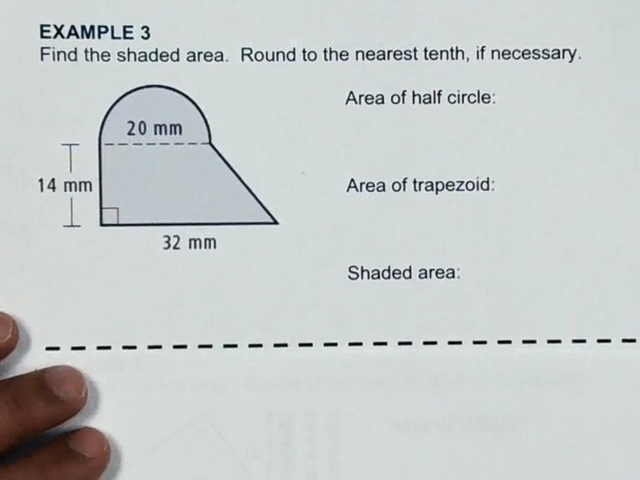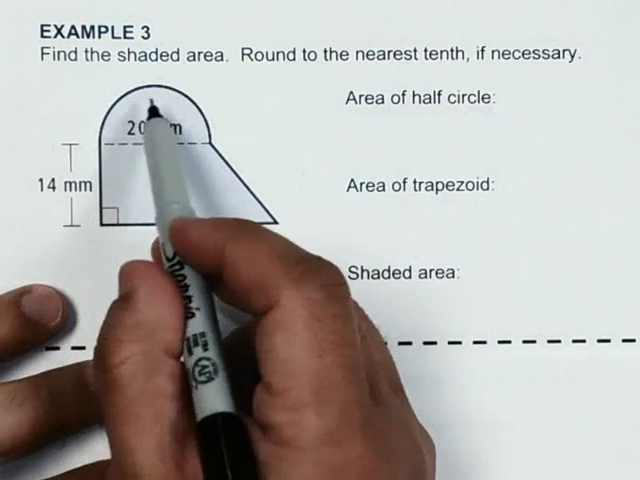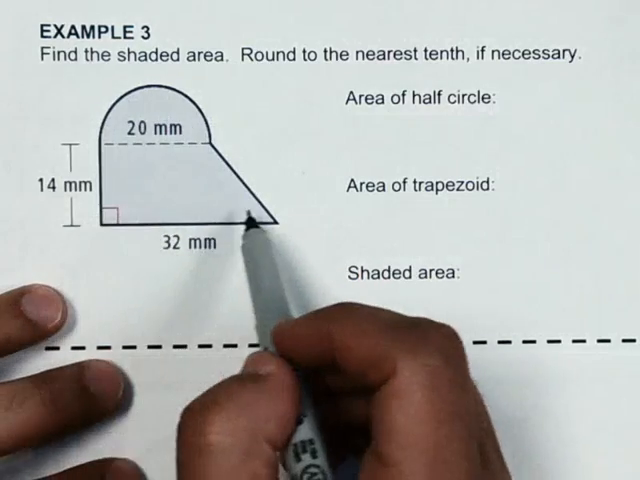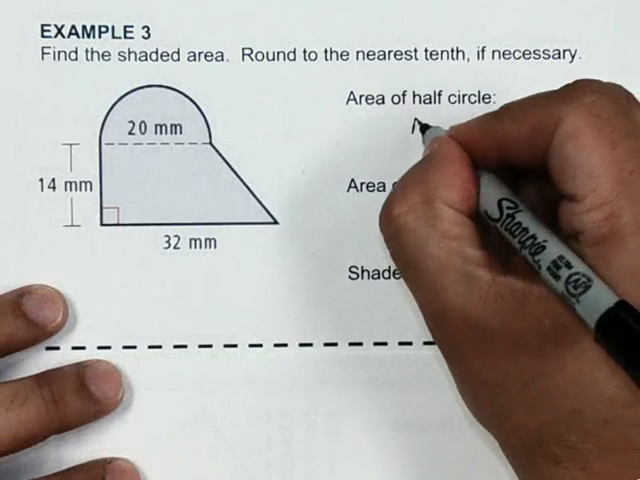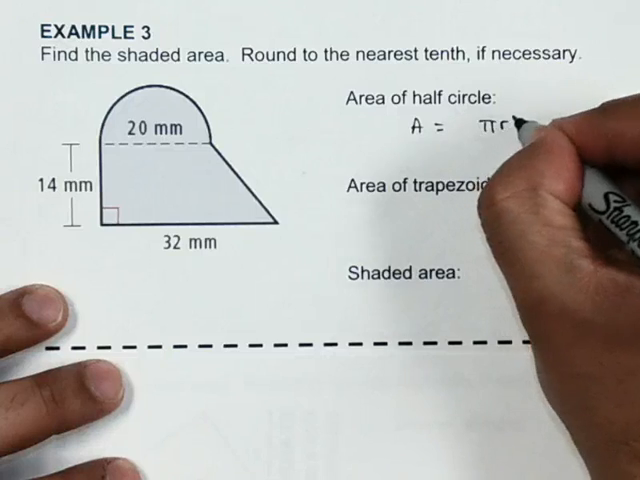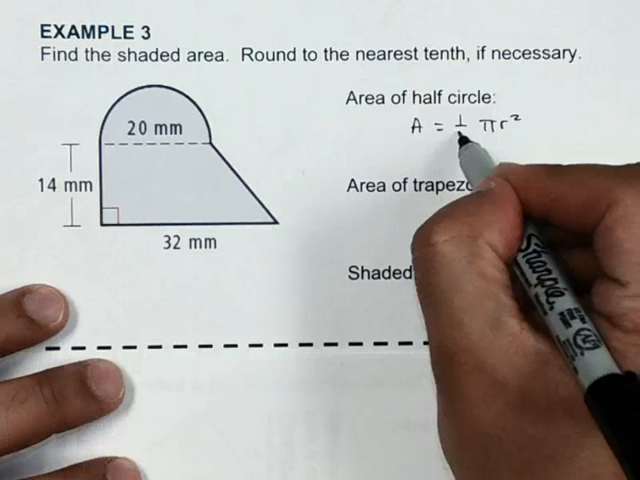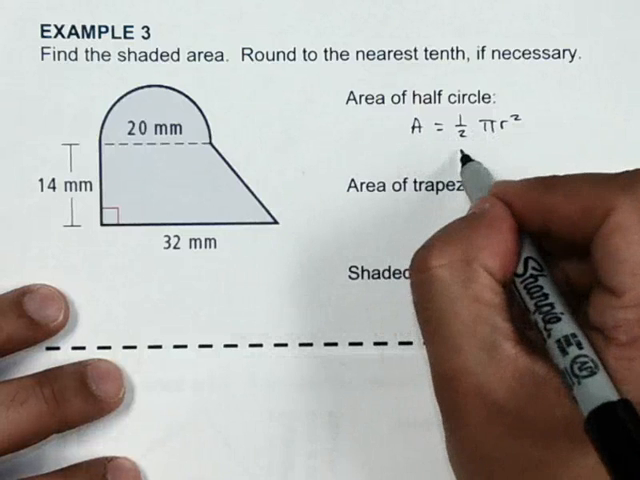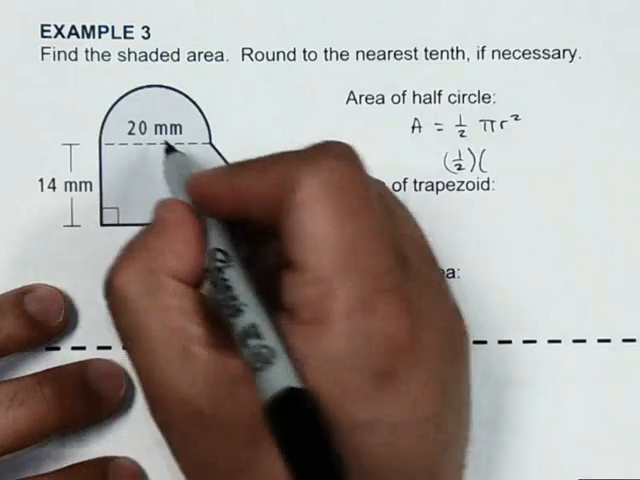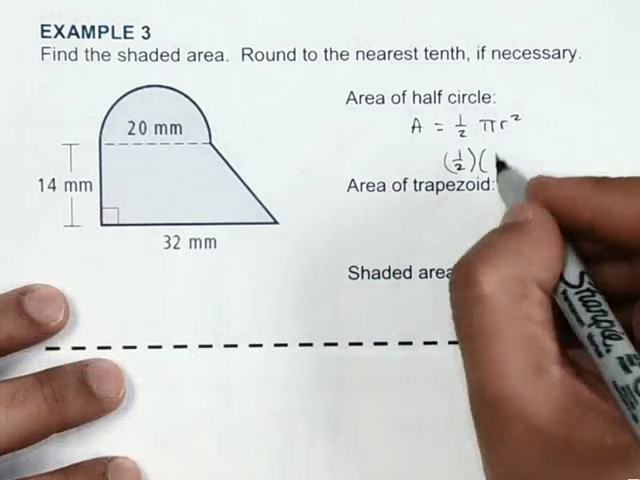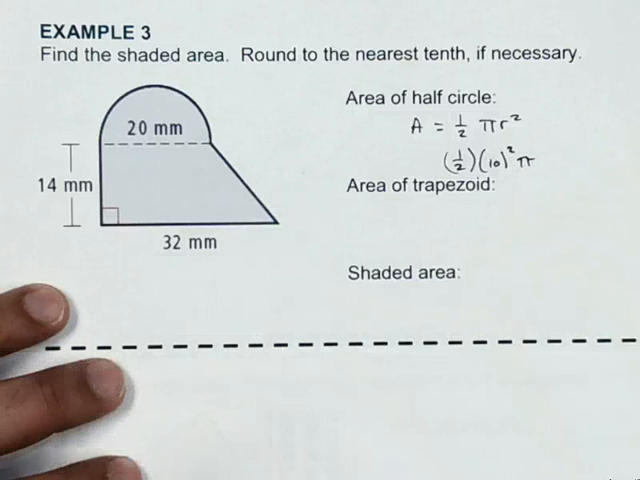All right, next example, we have this kind of shape. This would be a half circle, and then this bottom part would make a trapezoid. Now, the area of a circle is pi r squared. But since this circle's cut in half, I want to take half of pi r squared. If this whole thing is 20, my radius is going to be 10. So I want to square that, and I'm going to just move the pi towards the end.